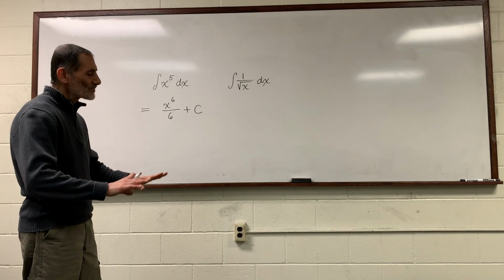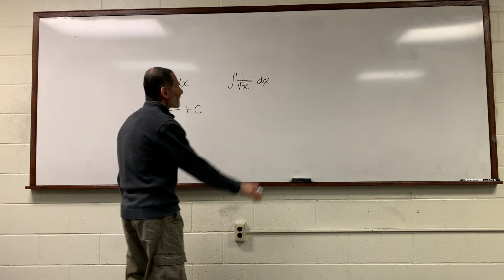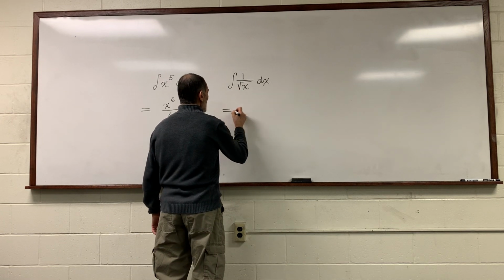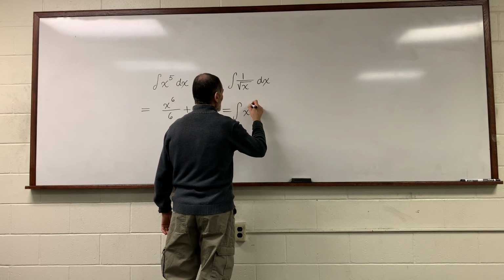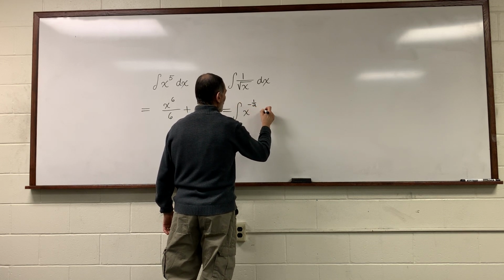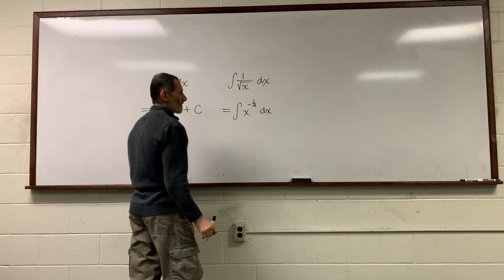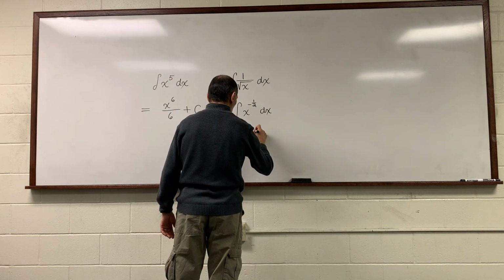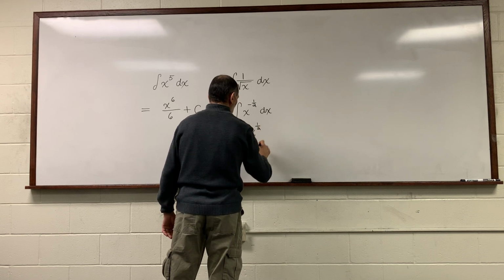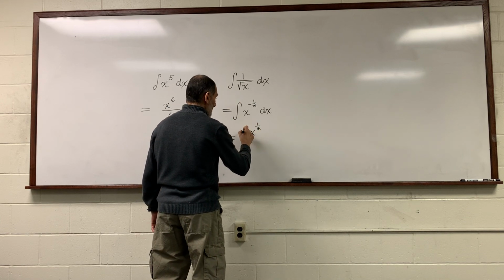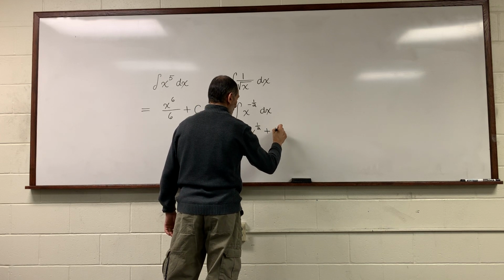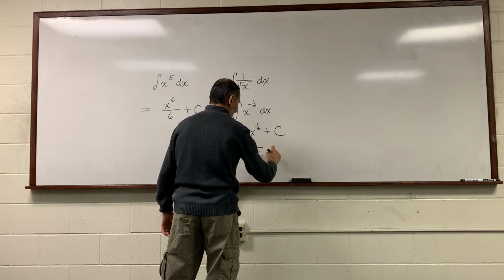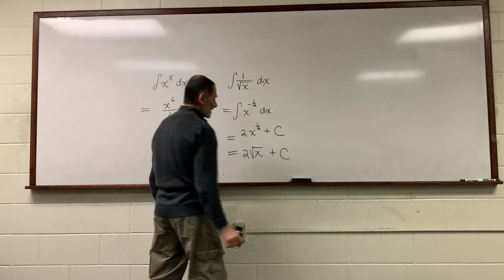But if you don't feel comfortable with that, remember, this can be written as a power function. What we have here is the antiderivative of x to the negative 1/2. So we can add 1. Dividing by 1/2 is the same as multiplying by 2. Equals 2 times the square root of x plus c.